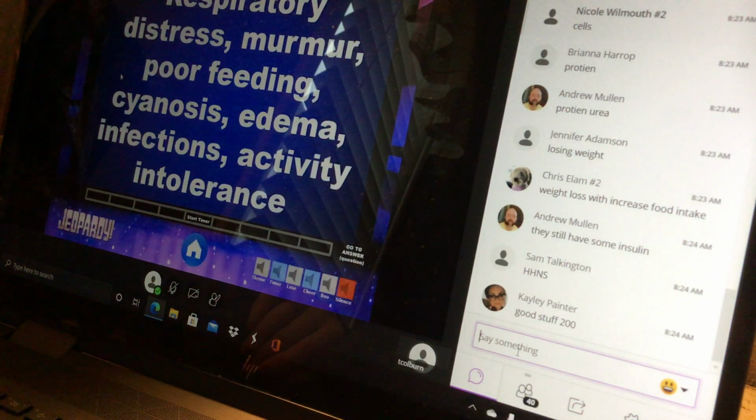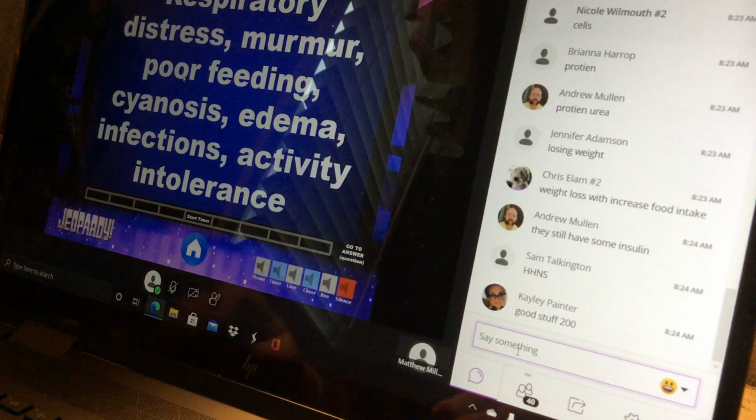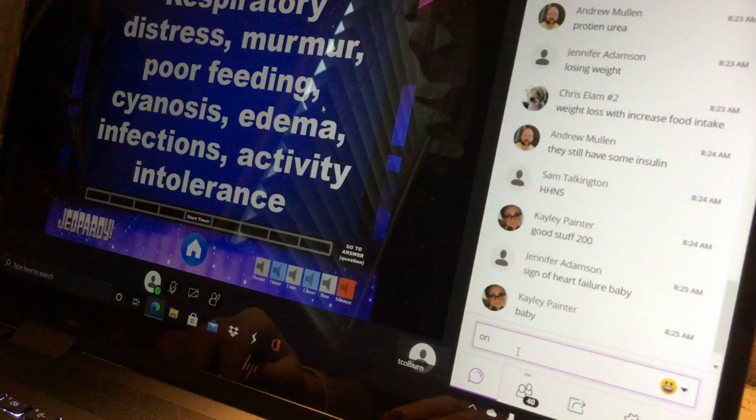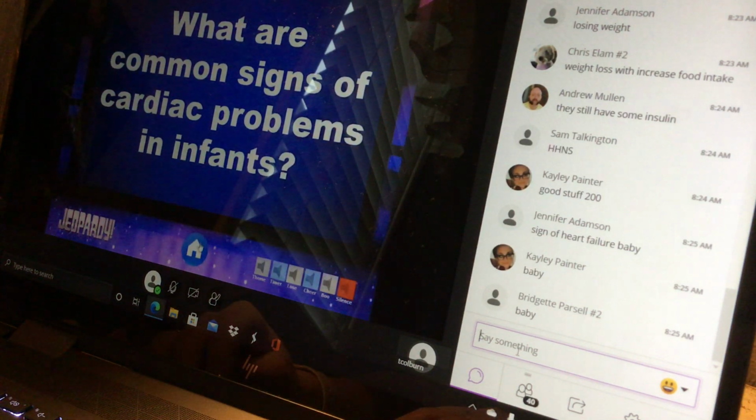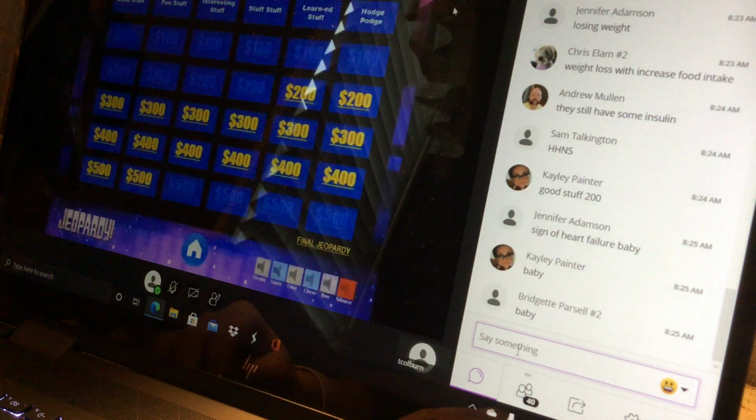Respiratory distress, murmur, poor feeding, cyanosis, edema, infections, activity intolerance. What do these all have in common? Heart failure. As far as who? For babies. So whenever infants have cardiac problems, they have the poor feeding and all the stuff that was on that slide. I don't remember what it said. Okay, next question.